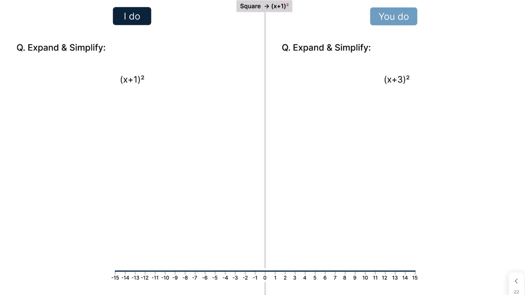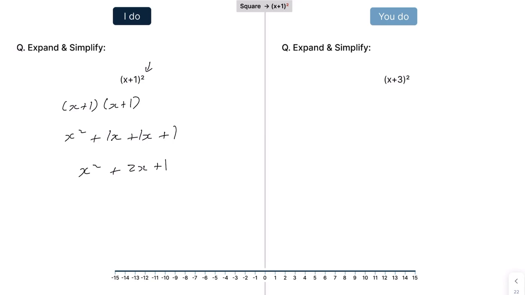And now we have got square brackets. So what you need to do with this is the squared means it's multiplied by itself. So you want to write this out as x plus 1, x plus 1. That's what the square basically means. And now you can expand and simplify. So that's going to become x squared plus 1x plus 1x plus 1, which is x squared plus 2x plus 1.